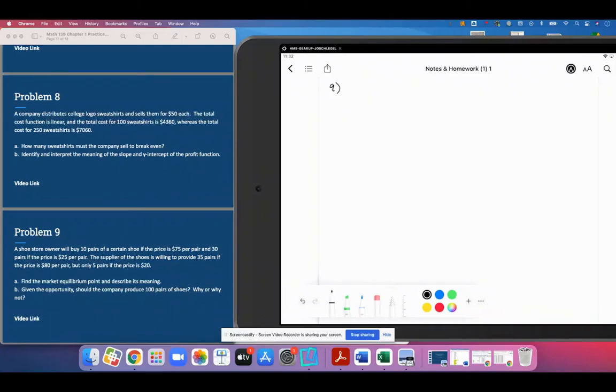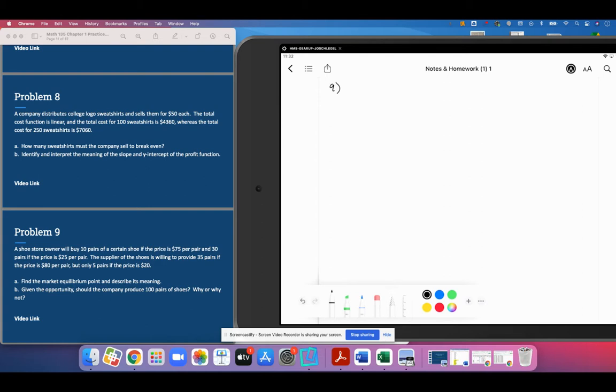Bringing us to number 9, we have a shoe store owner will buy 10 pairs of a certain shoe if it's $75 per pair and 30 if it's $25 per pair. The supplier is willing to provide 35 at 80 per pair, but 5 at 20 per pair. We're asked to find the market equilibrium point and describe its meaning, and answer the question of, given the opportunity, should the company produce 100 pairs of shoes, why or why not?